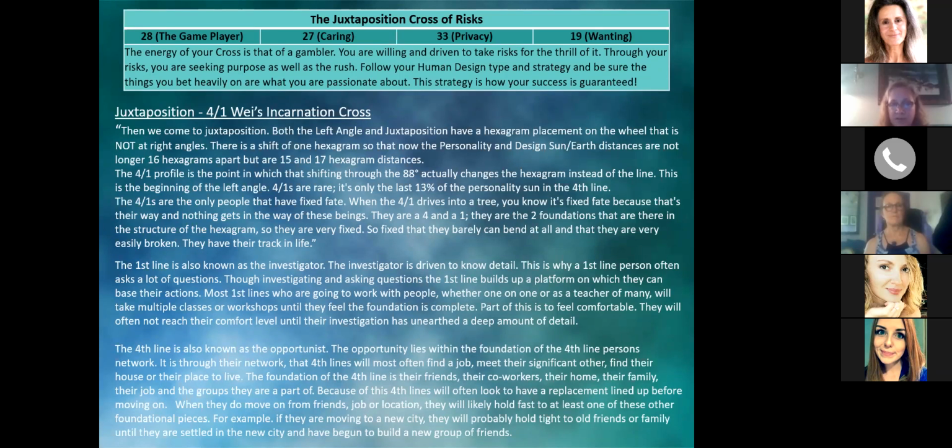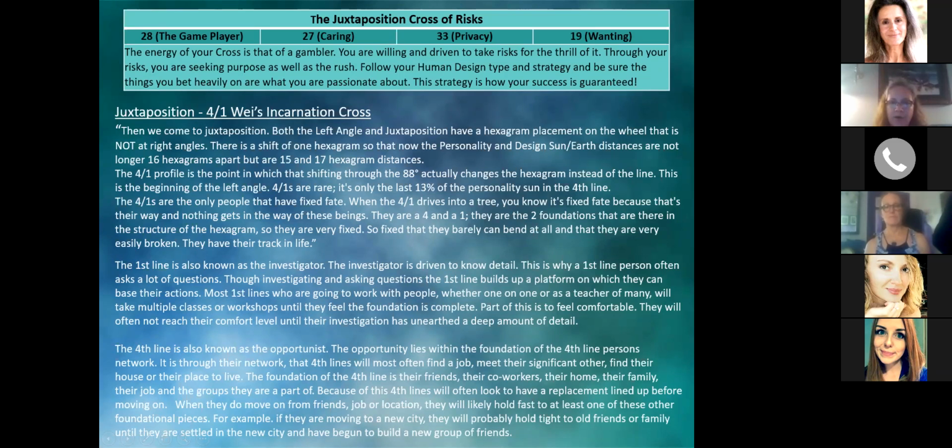Now, 4-1s are rare. It's only the last 13% of the personality sun in the 4th line. The 4-1s are the only people that have a fixed fate, and Wei can attest to this, feeling like this is her path, she's on it, and she has to do it. It's an interesting thing.